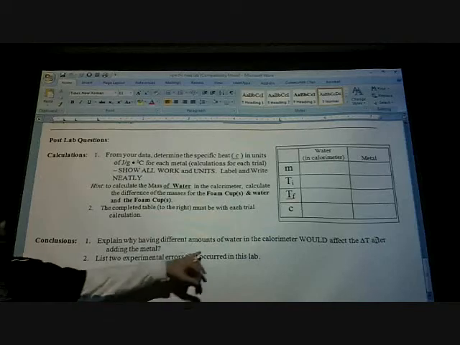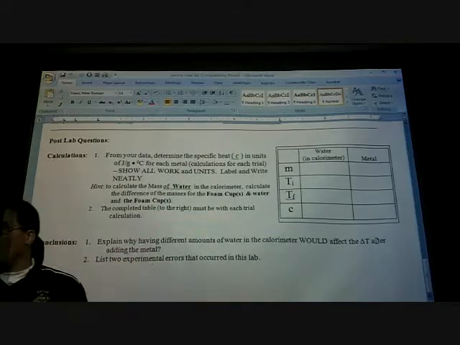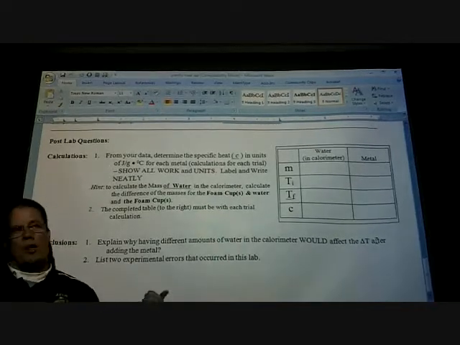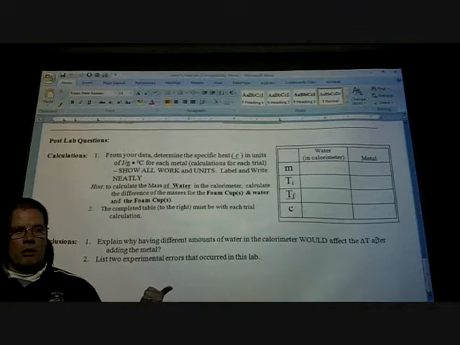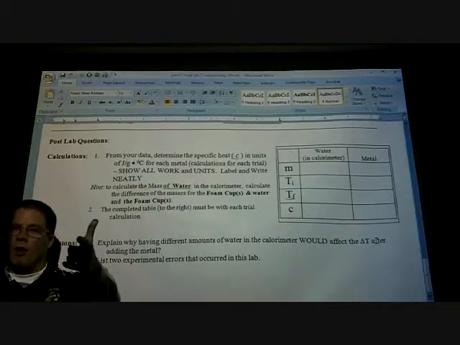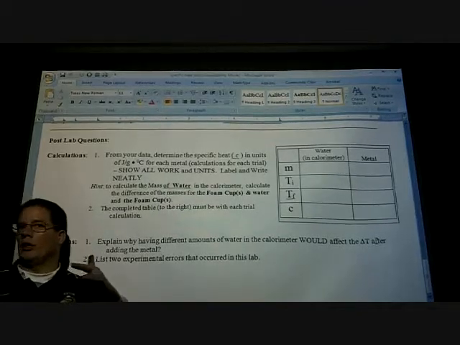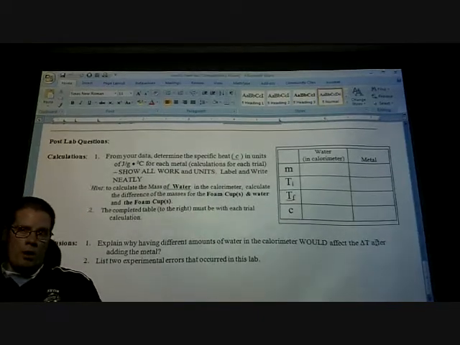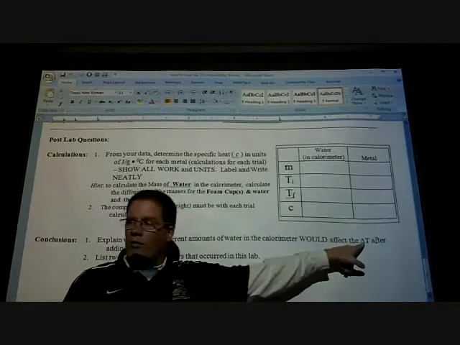And then in your discussion, do use the template again. In your conclusions, I want you to explain why having different amounts of water in the calorimeter would affect the delta T after adding the metal. And I'll give you a heads up. Do a calculation. How much water did you have in the calorimeter? Anybody remember? 50. Good. So do a calculation where you had only 25 milliliters of water as opposed to 75 milliliters of water. Okay? That right there will tell you how your delta T will be affected.